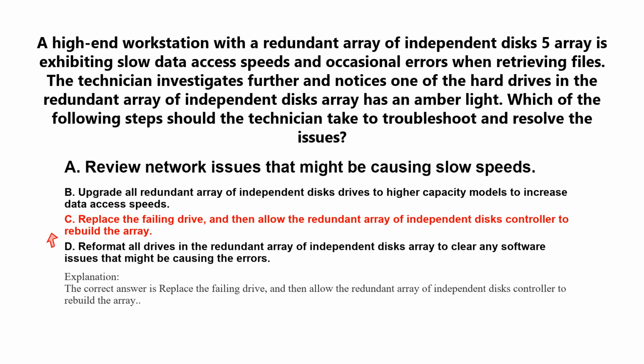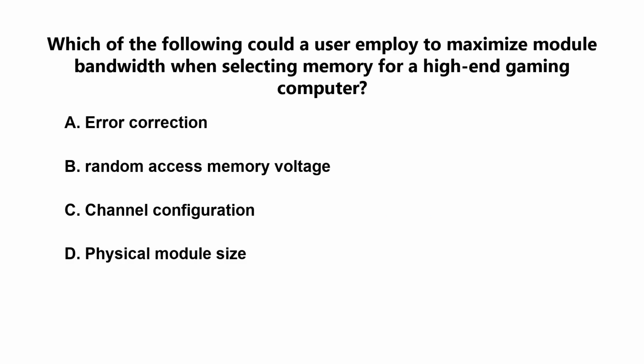Question 13. Which of the following could a user employ to maximize module bandwidth when selecting memory for a high-end gaming computer? Option A. Error correction. Option B. Random access memory voltage. Option C. Channel configuration. Option D. Physical module size. The correct answer is option C.